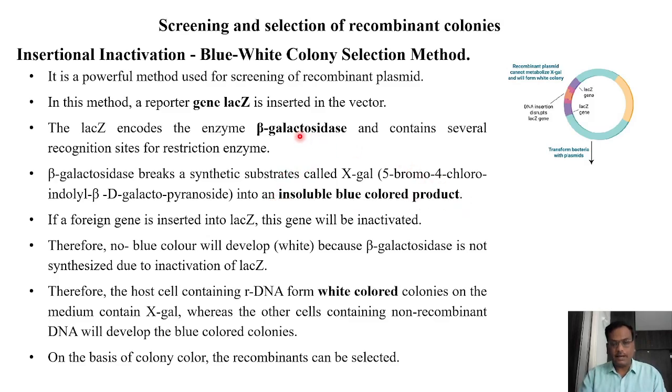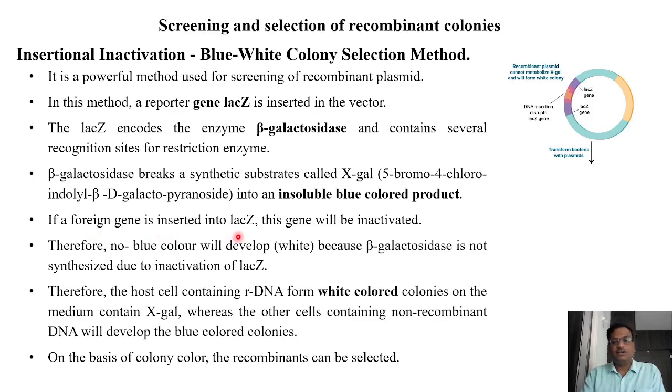If beta galactosidase is produced, and if X-gal is present in the culture medium, then this X-gal is going to be broken down by this enzyme into a blue colored product. This is important: the presence of blue colored product means there is an enzyme. We'll understand how it works.